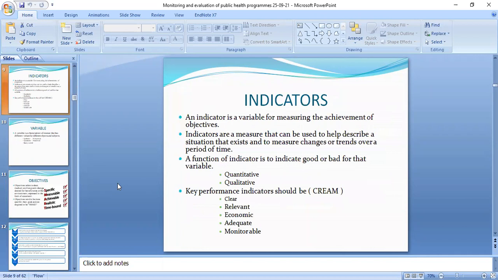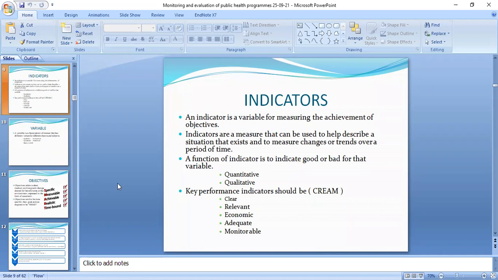An indicator is a variable for measuring the achievement of objectives. Indicators are measurables that can be used to help describe a situation that exists and to measure changes or trends over a period of time. A function of an indicator is to indicate good or bad for that variable. It can be quantitative, such as the infant mortality rate or the maternal mortality rate, or it can be qualitative, such as the place of birth.